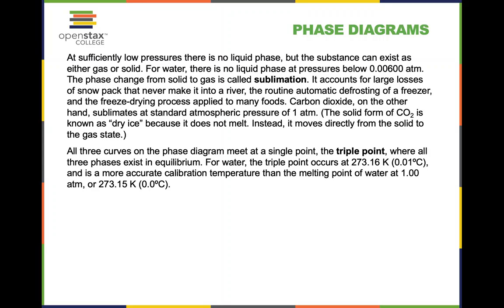All three curves on the phase diagram meet at a single point, the triple point, where all three phases exist in equilibrium. For water, the triple point occurs at 273.16 K, a little bit above 0 C, and is a more accurate calibration temperature than the melting point of water at 1 atm, which is 273.15 K, or 0 degrees Celsius.